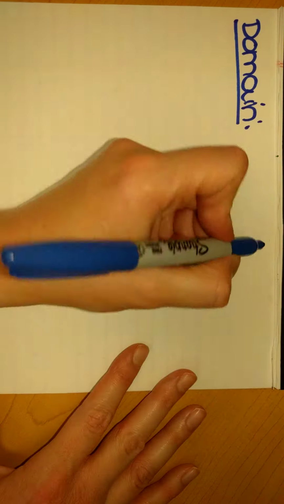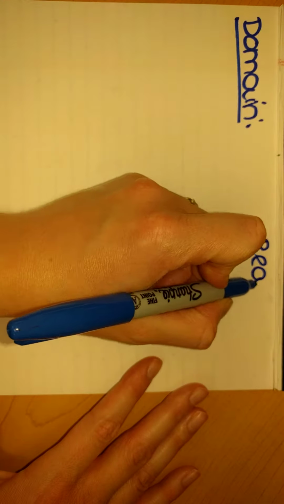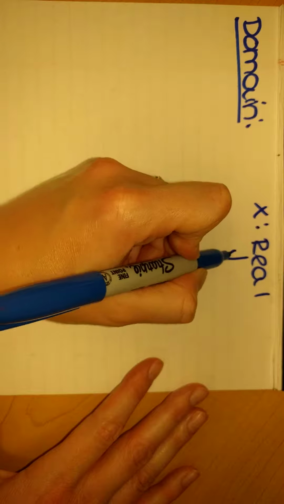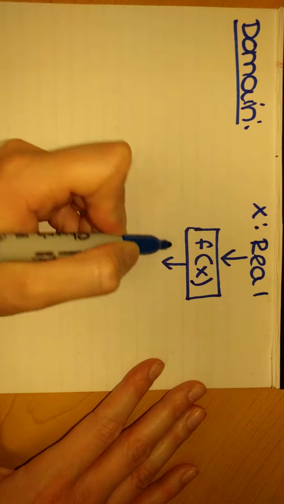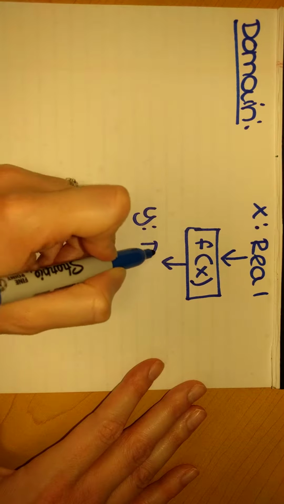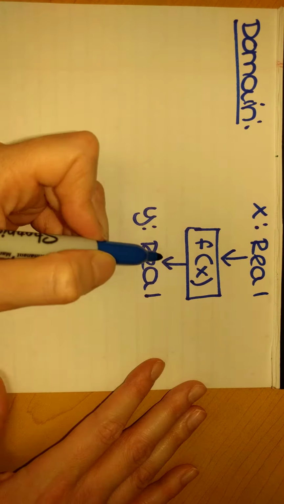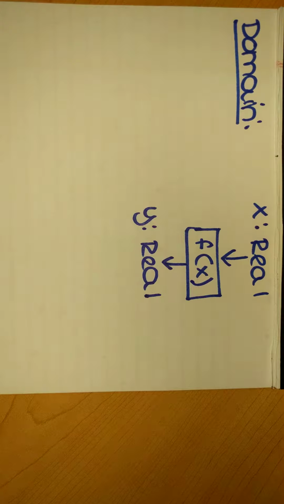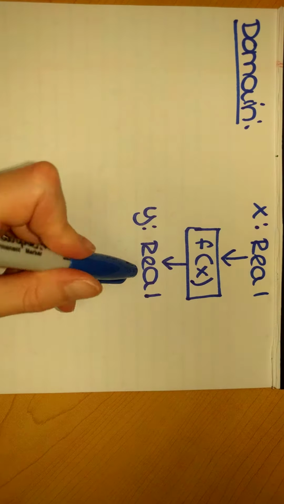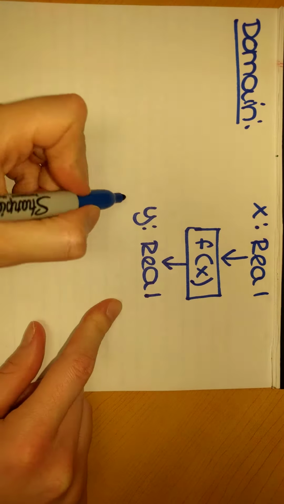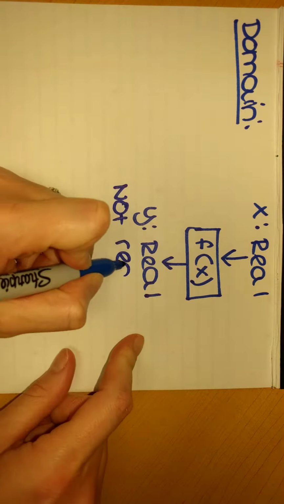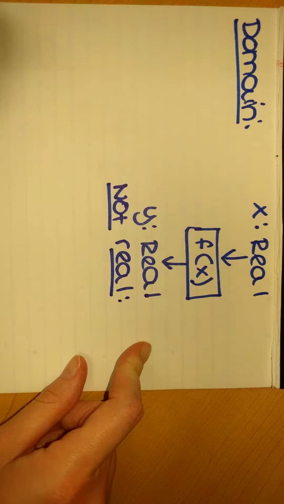So to find the domain, the idea is you want to put a real x value in. You want to go through your function operation, whatever it might involve, and you want to get out an output that is also real. So the domain is defined as the set of all real numbers for which the output is real. So the question is, what could potentially cause a not real output?